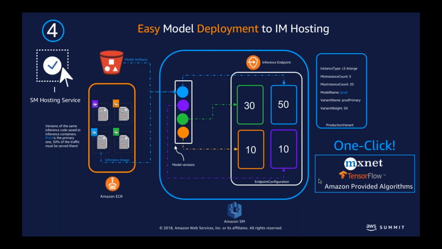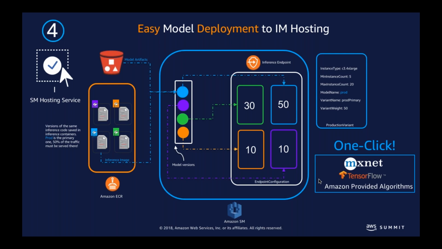We are saying to deploy that in auto scaling mode, have 5 instances and go up to 20 instances maximum, and the variant weight is 50. What that means is that we are trying to do A/B testing over here. We are saying that this particular model should get 50% of the traffic. The green box gets 30% of the traffic, and the other gets 10% of the traffic.